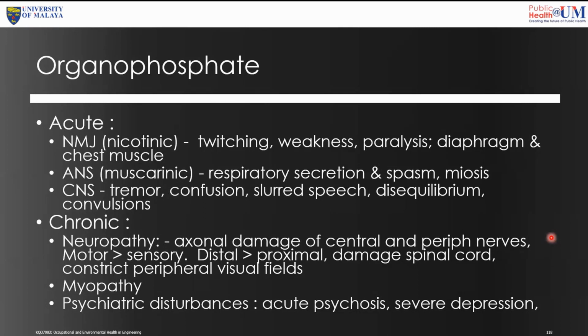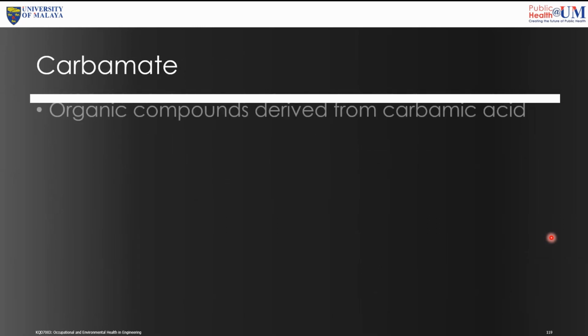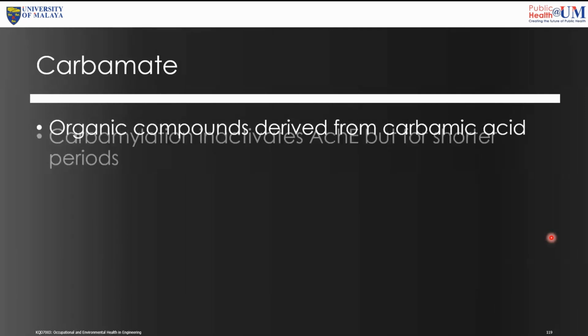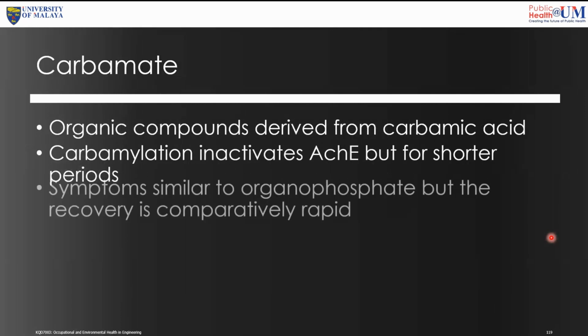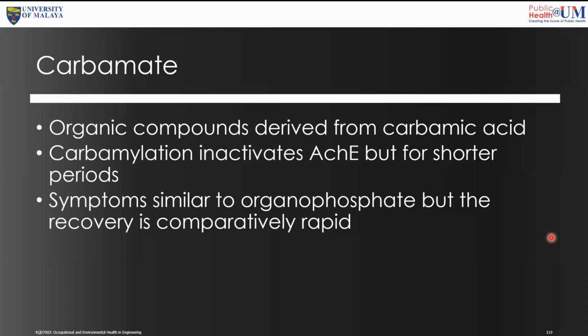We will talk about organophosphate poisoning. Organophosphates are used as insecticides. Carbamate is also used as an insecticide. It is an organic compound derived from carbamic acid. It carbamylates and inactivates acetylcholinesterase, but for a shorter period of time. Basically, this means that carbamate is safer than organophosphate, and the symptoms are similar to organophosphate, but the recovery is comparatively rapid.